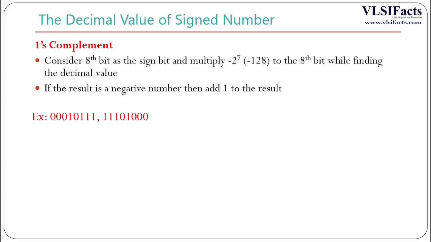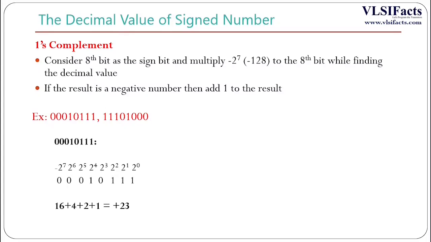Now starting with the first example, you can see here the 8th bit, which is the sign bit, is getting multiplied with minus 2 to the power 7. But since this is getting multiplied with 0, that value will become 0, and the remaining bits of this number are getting multiplied with their corresponding weights, and finally you will get the decimal value as plus 23.